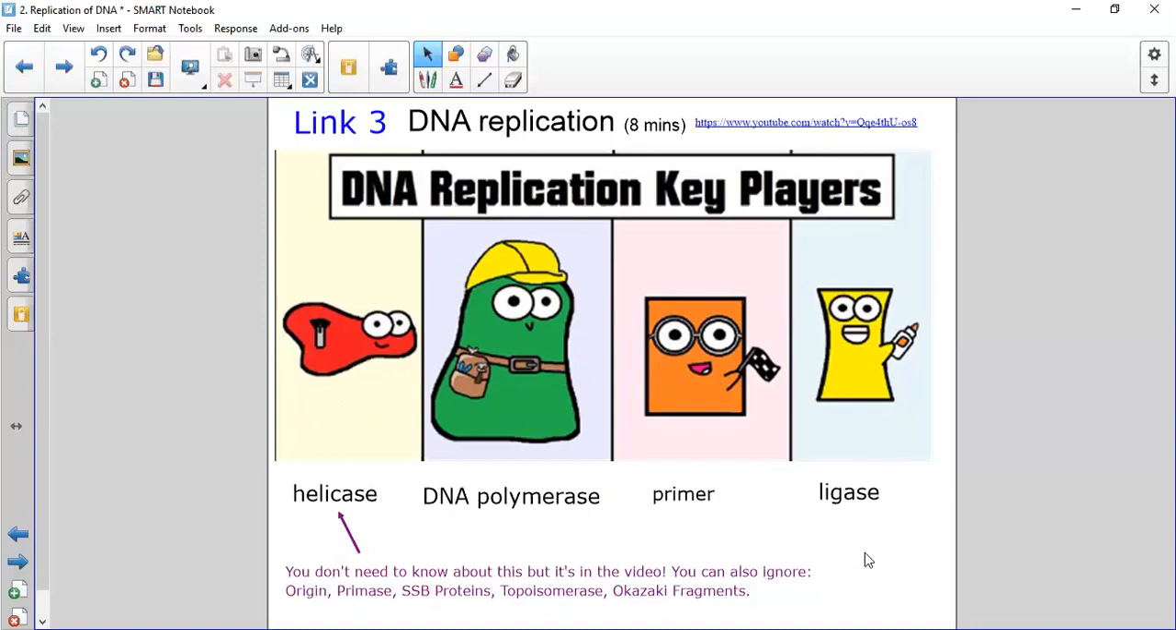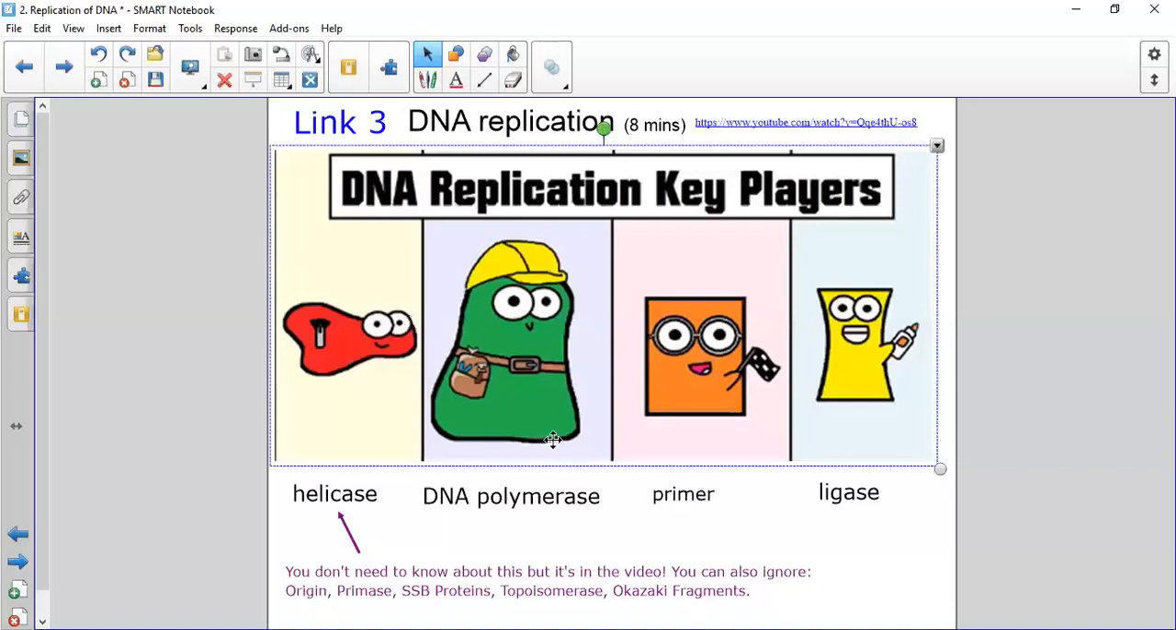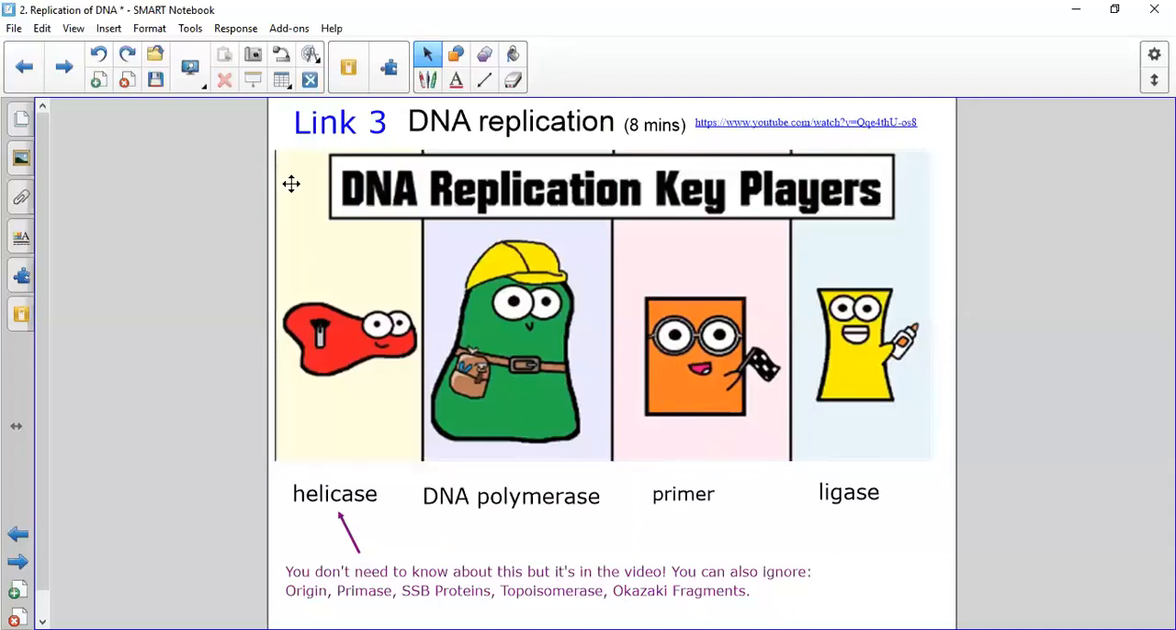It's very difficult for me to find you a video that says exactly what you need to know, not too much, not too little. This one's quite good, but it does mention helicase. It also mentions the origin, primase, SSB proteins, topoisomerase and Okazaki fragments. You don't need to know any of those, so just ignore them and just try and get a sort of general idea of what's happening in DNA replication. If you wanted to learn them, feel free, but you do not need to know them for hire.